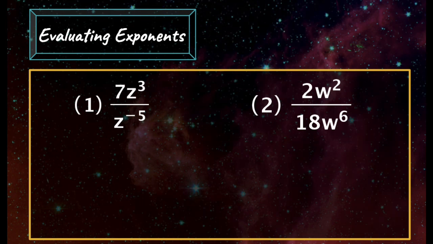Here we have two easy evaluating exponent questions. For number 1, we have 7 times z to the third power divided by z to the negative 5 power.